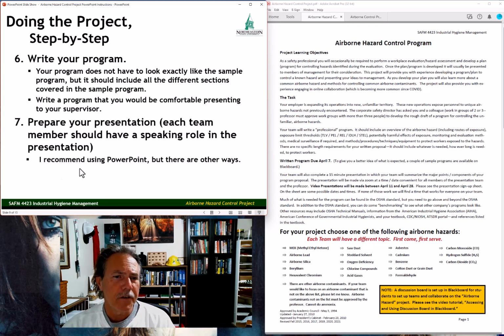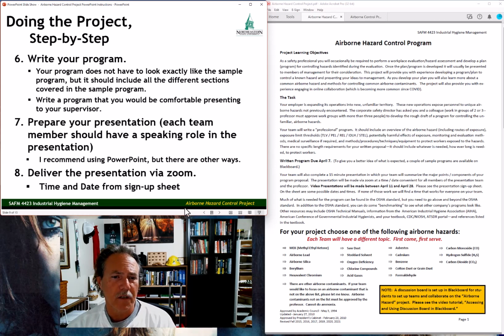I do recommend using PowerPoint for your presentation, but if you don't want to use PowerPoint, there are other ways to do the presentation. It could be just an old school presentation where you share your ideas without any visual aids. But I do recommend using PowerPoint for this. And again, this presentation will be on Zoom during one of those times and dates that I showed you previously.